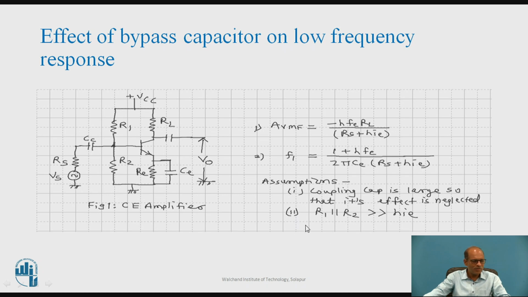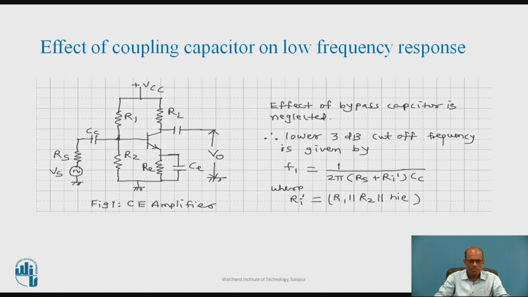Now using these two assumptions, the mid frequency voltage gain AVMF for this circuit is given by minus hfe RL upon (RS plus hie), and the 3 dB cutoff frequency, the lower cutoff frequency, is given by F1 is equal to (1 plus hfe) upon 2 pi CE (RS plus hie). Now these formulas are required for solving the numericals based on this.